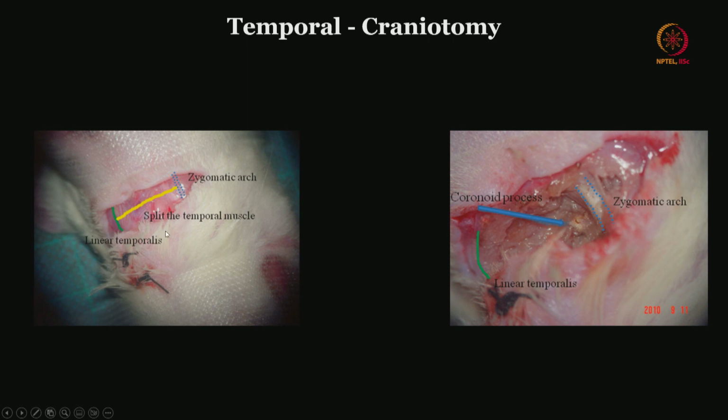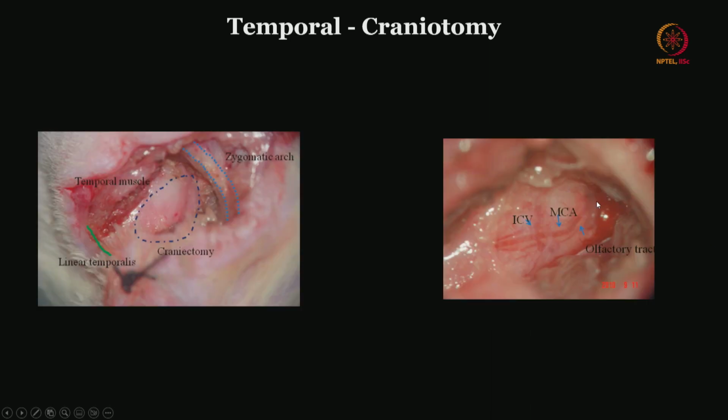All right. So here the muscle has been split, and you will come across in the depth what is known as coronoid process. Okay. So that is the zygomatic arch, and that is the linea temporalis. Medial to that, or closer to the midline away from the linea temporalis, is the flat surface of the skull. So that is your upper limit. Linea temporalis is the upper limit and zygomatic arch is the lower limit.